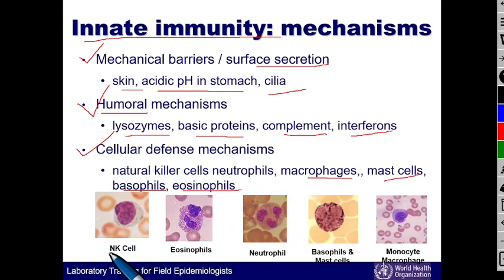Here pictures are given. Natural killer cells: the nucleus is larger in size and the cytoplasm is very small. Eosinophil has a lobed nucleus, a spectacle-type nucleus. Neutrophil has a multilobed nucleus, and basophil is very rare in count in our body.